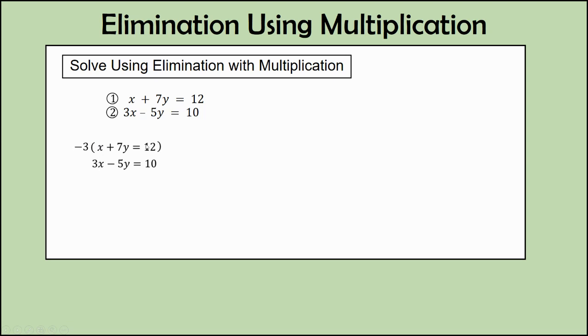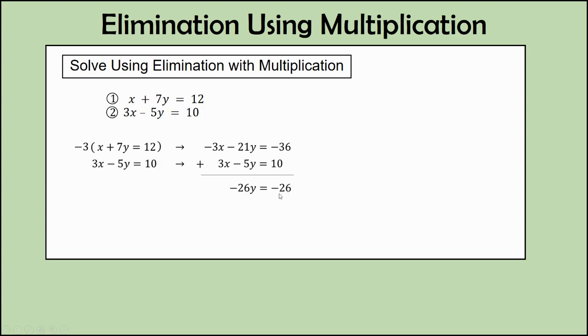Okay. But I got to multiply everything by negative 3. So distribute that negative 3 through. Negative 3x minus 21y equals negative 36. We're going to leave this equation as is because it gives me the opposites for my x's. Again, I want opposites so I can add. I like to add rather than subtract. So negative 3x plus positive 3x is 0. Negative 21y plus negative 5y, that's negative 26y. And then negative 36 plus 10 is negative 26.